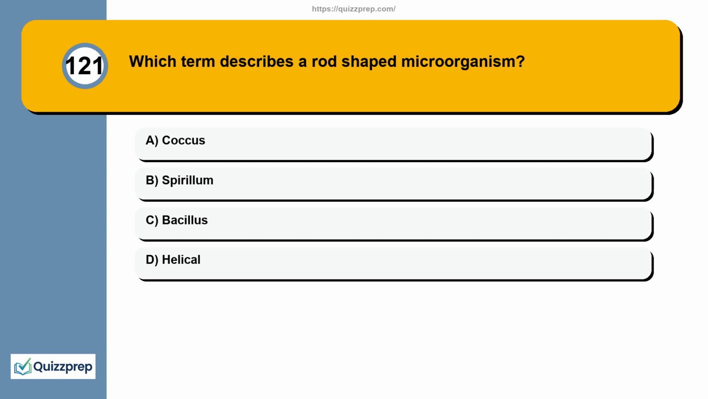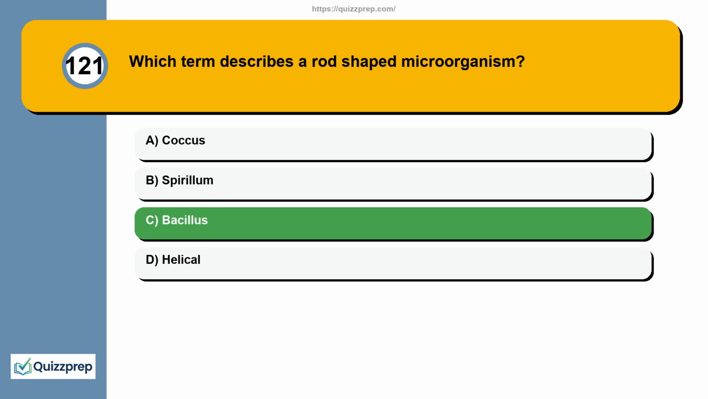Question 121. Which term describes a rod-shaped microorganism? Option A, coccus. Option B, spirillum. Option C, bacillus. Option D, helical. The correct answer is option C, bacillus.